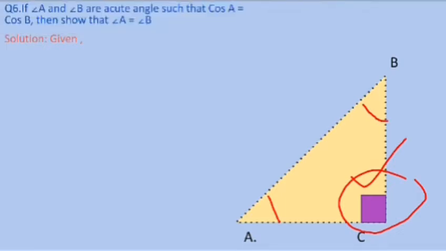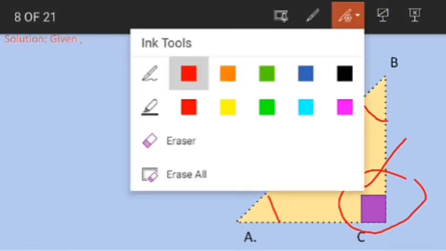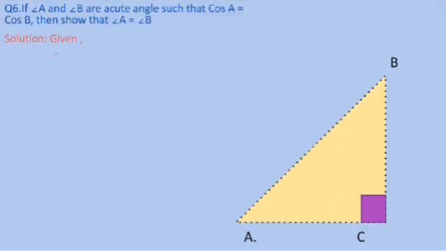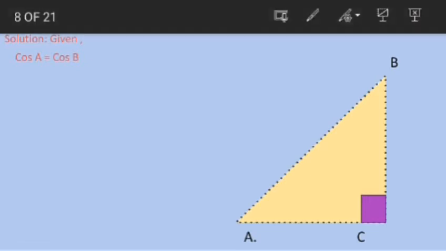Okay class, now we are also given that cos A equals cos B, and we need to show that angle A and angle B are equal. It means if we are given that cos A equals cos B, we need to show that these angles both are equal.